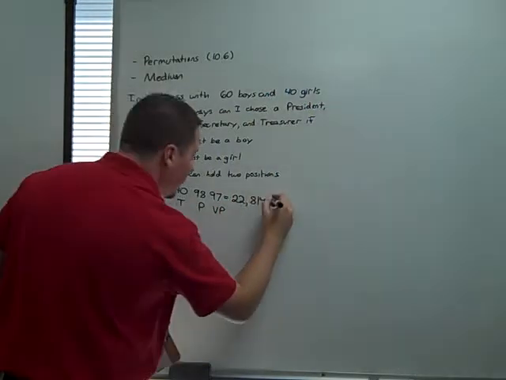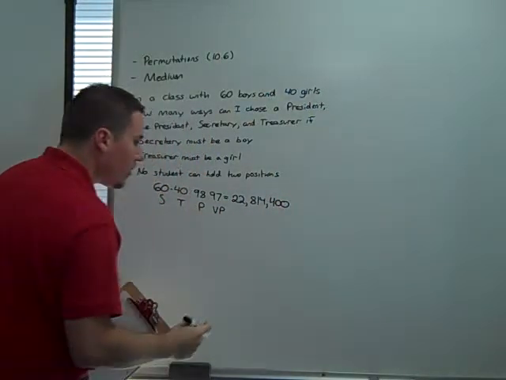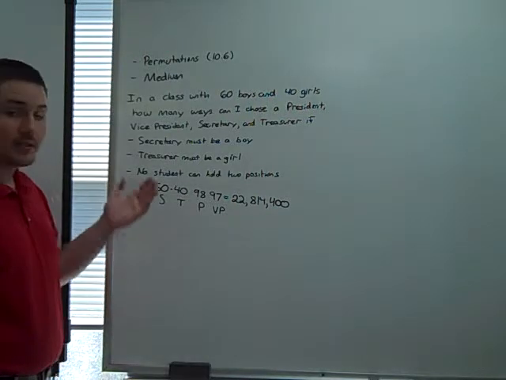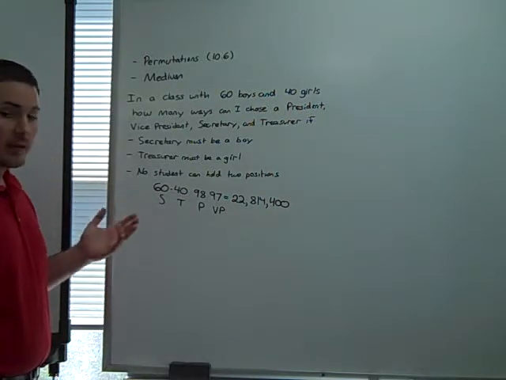And then when you multiply all of these numbers together, you will get 22,814,400. And that is the total number of ways that you can choose these four people with these given constraints.